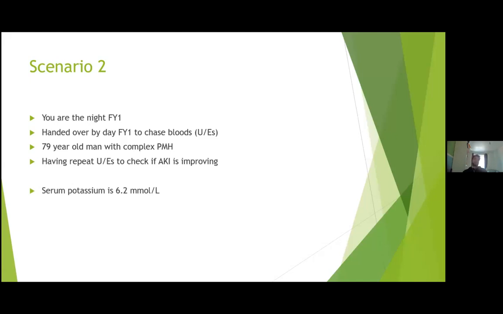Potassium is 6.2. Is that normal? Isn't that hyper? Yes, absolutely. That's hyperkalemia. Hyperkalemia is usually above 5.5. I think some places have it above 5.3 or so. It varies a little bit. But generally over 5.5 is hyperkalemia.